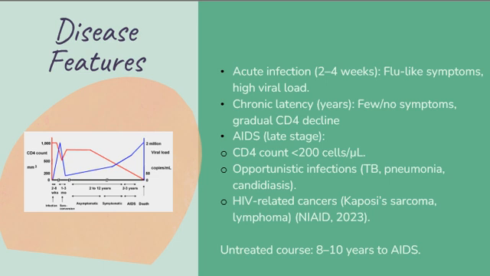The last stage is AIDS, or acquired immunodeficiency syndrome. This occurs when CD4 counts fall below 200 cells per microliter, leaving the body vulnerable to opportunistic infections like tuberculosis, pneumonia, and fungal infections, and cancers such as Kaposi sarcoma.